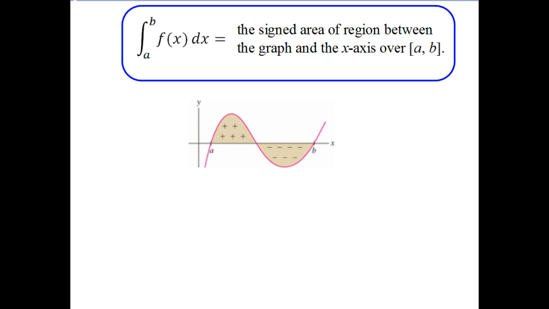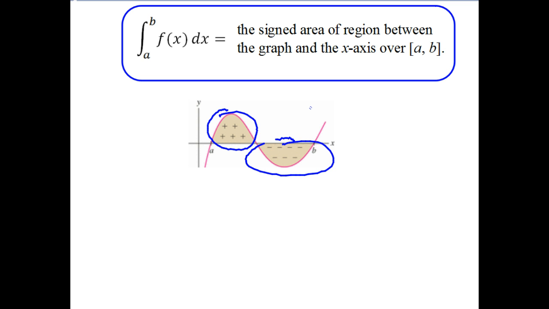Any area above the x-axis, such as this area here, we call positive area because it's in the positive range for y. So positive area is above the x-axis, and area that is below the x-axis, we call negative area. The area itself is positive because all area is positive, but we denote the area as having a negative sign. It's a negatively signed area.